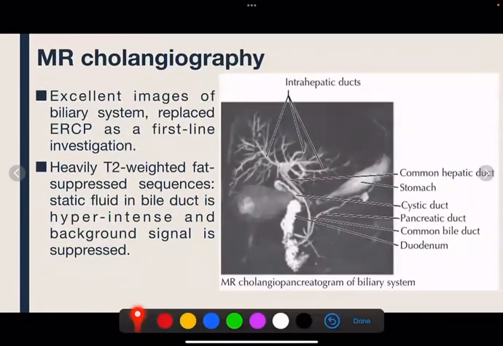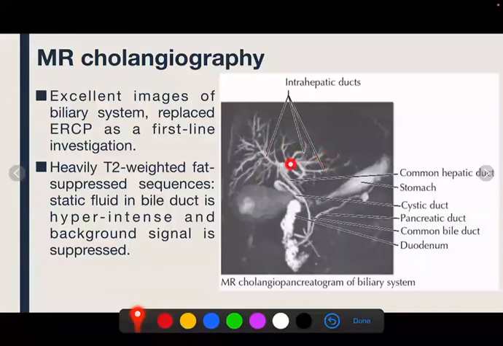The MRCP gives an excellent image of the biliary tree. It replaced ERCP as the first line investigation because it is a non-invasive technique and requires no contrast. Using heavily T2 weighted fat suppression sequences, the static fluid in the bile duct is hyperintense and the background signal is suppressed. So we can see the biliary tree clearly without the need for any contrast.